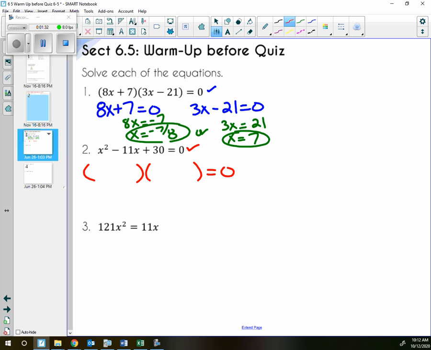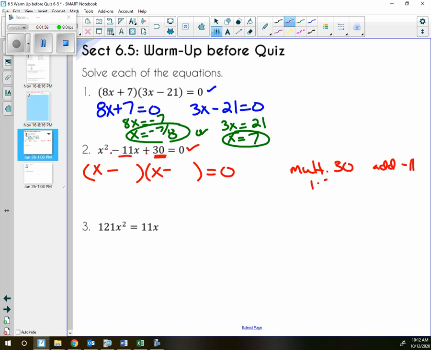So x squared comes from x times x, and now we need numbers that multiply to 30 that add to negative 11. So think of things that multiply to 30 that add to negative 11. Now first of all, if they multiply to a positive and add to a negative, remember if they multiply to a positive, the signs have to be the same. Since they're adding to a negative, they both have to be negative.